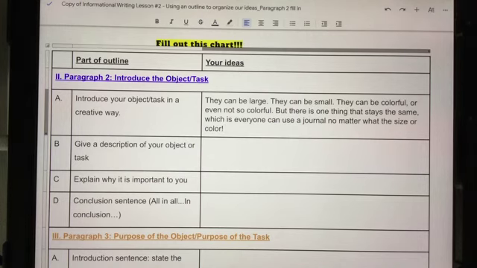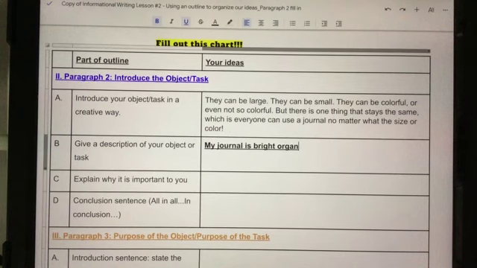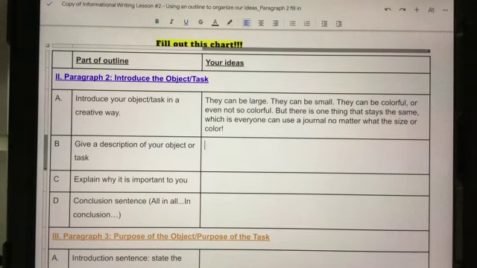Okay, next I'm going to give a description of the task or object. So I'm going to go into this box. Okay, so I kind of showed you my journal a little bit, and I'm just going to describe its appearance, its physical details. So I'm going to start probably with the color. My journal is bright orange. Okay, there we go. My journal is bright orange, and I'm going to use a simile, like a tangerine.